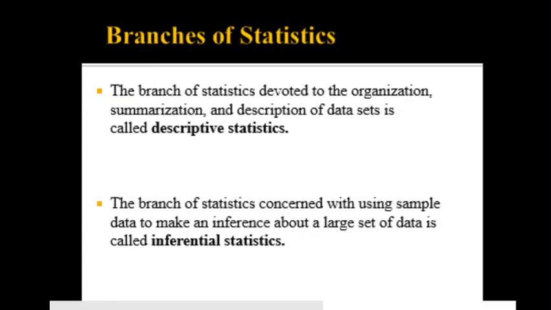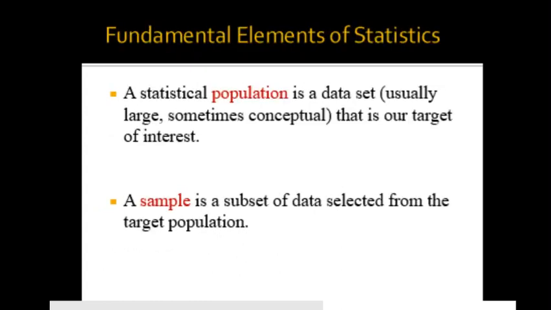Statistics can be divided into two branches. The first branch is the descriptive statistics branch, which deals with the first type of problems, the organization, summarization, and description of data. And the second branch is the inferential statistics branch, where we make inferences about the large data set using a sample of data.